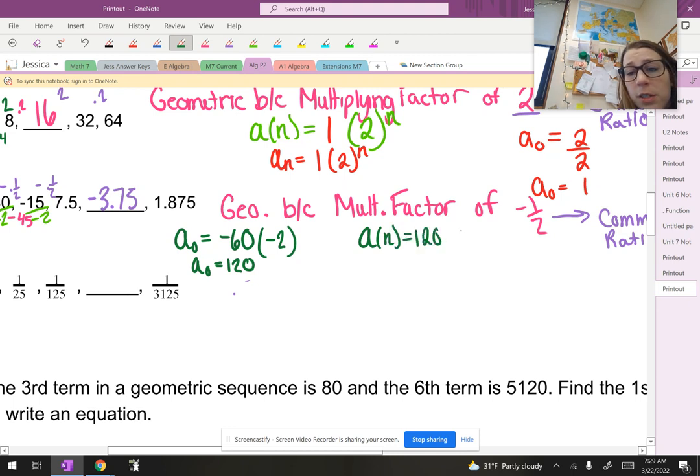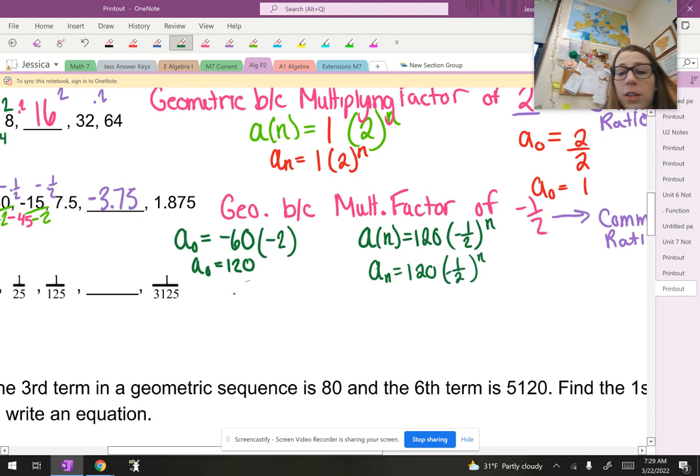A sub n is equal to 120, negative 1/2 inside the parentheses, raised to the n. And then in sequence notation, if you're feeling fancy, same exact thing. Don't forget your negative.